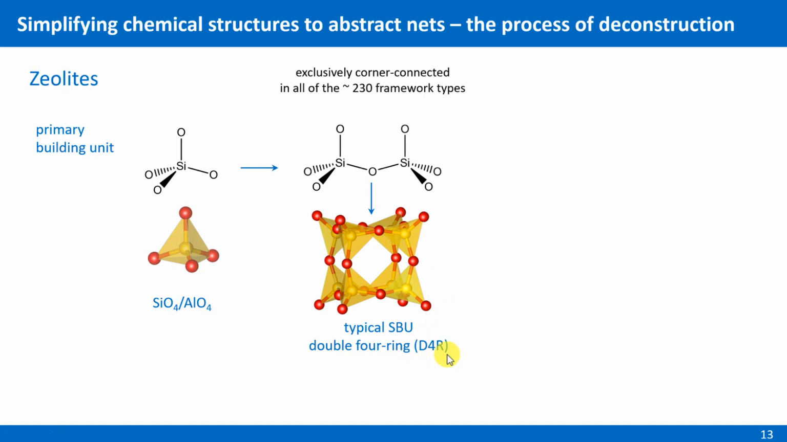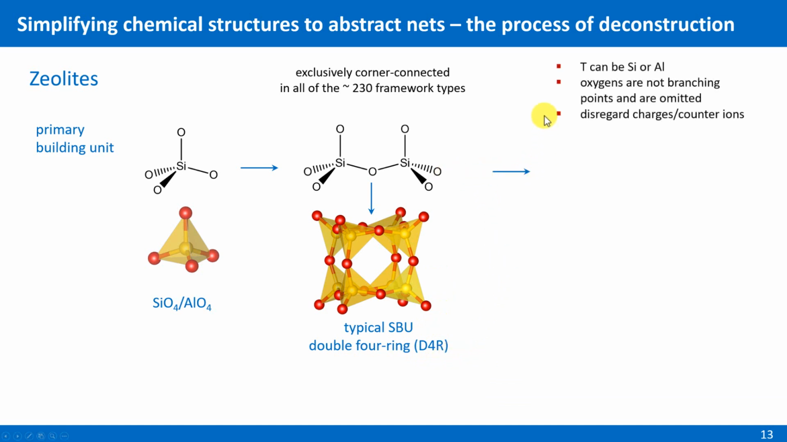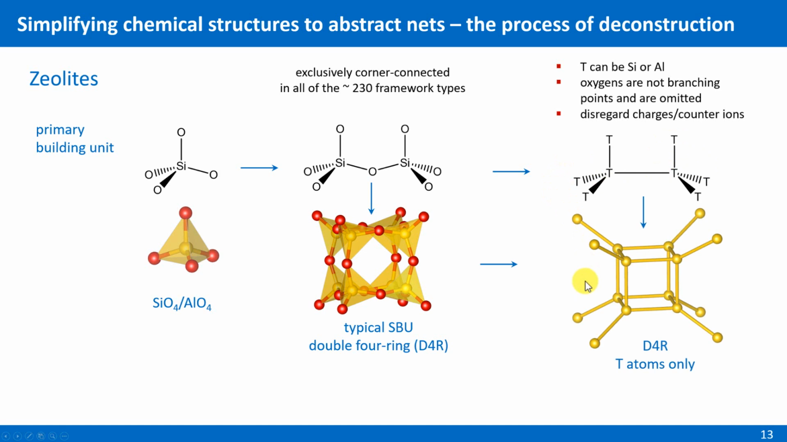Okay, now if we want to turn these zeolites into nets, we do the following. The chemical nature of the tetrahedrally coordinated atom does not matter. It is just a T atom or simply a node. Furthermore, as the oxygen atoms are not branching points, they can be omitted. And because we focus only on the covalent networks, the charges and counterions can also be disregarded. What is left then is only a periodic network of T nodes connected by links. Here shown again in its network-like representation with additional links to neighboring nodes.